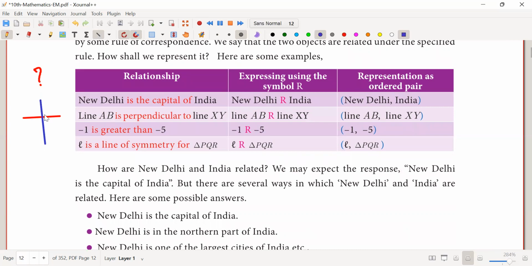This is XY. How are they related? They are related by an angle of 90 degrees, perpendicular to each other. How are they related? These two lines, angle 90 degrees.